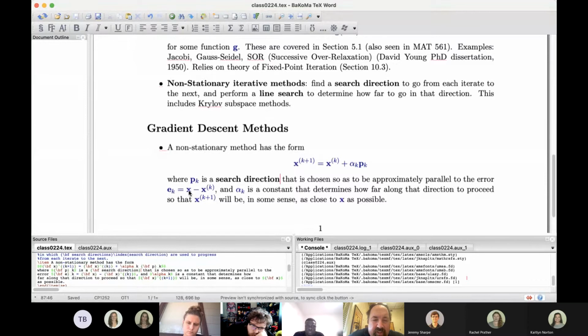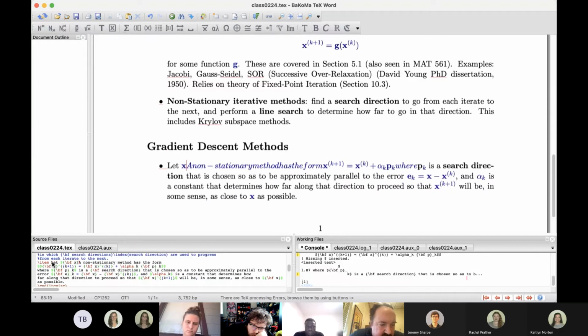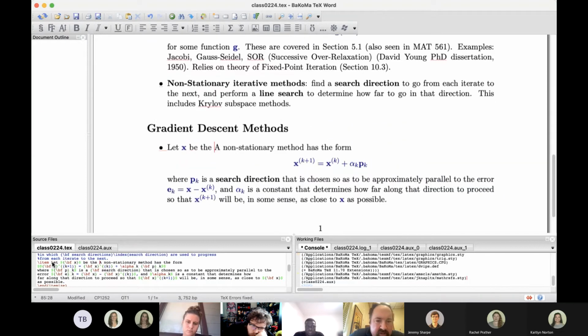Like here's where we are now. Here's the exact solution we're trying to get to. So this is the ideal search direction, but we have no way of knowing it because x is what we're looking for. But if we can find a search direction that in some sense would be close to this direction, that would be great. Then we figure out how far to go along that direction, and that's how we find the parameter alpha k, to try to make the new iterate closer to the exact solution x. Actually, let me fill this into my notes. So x refers to the exact solution of Ax equals b.